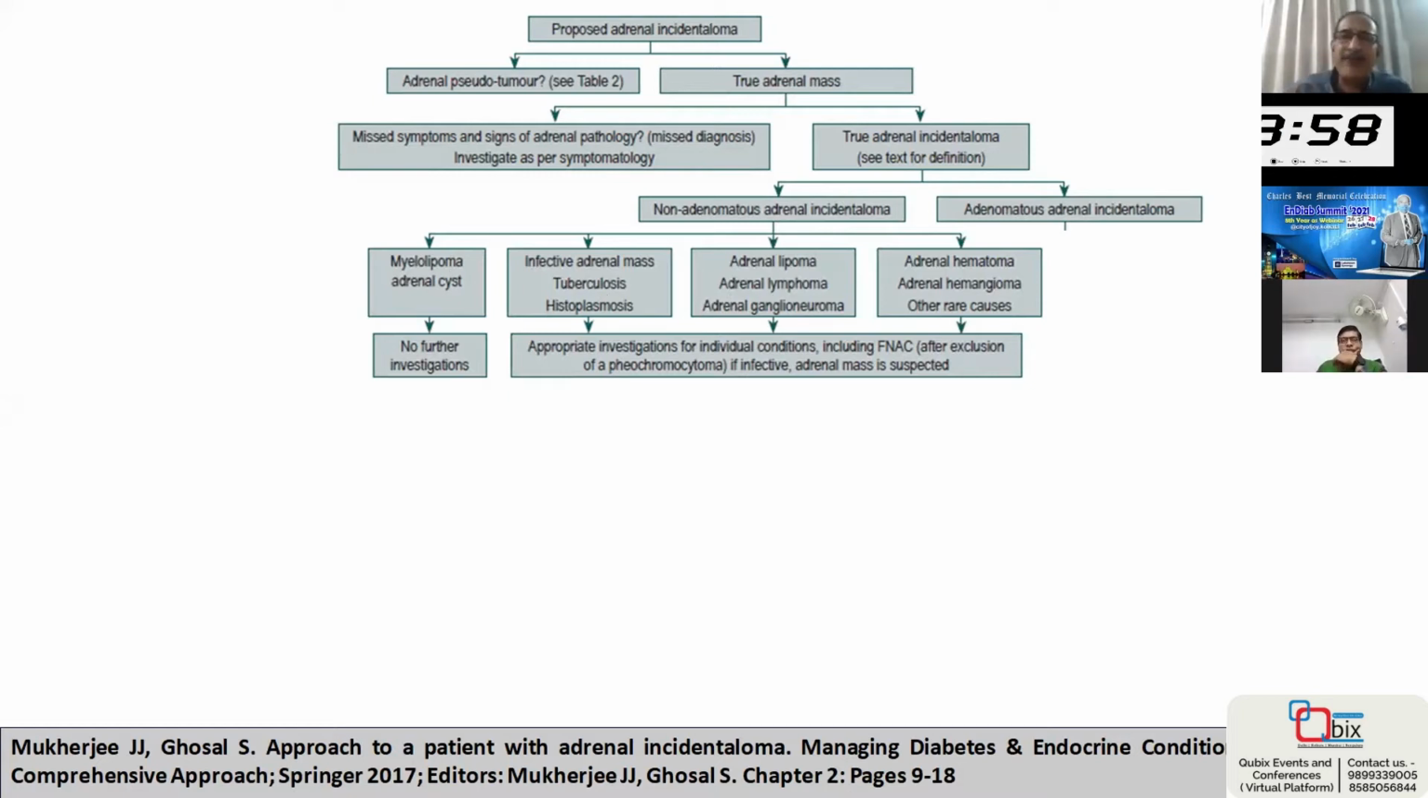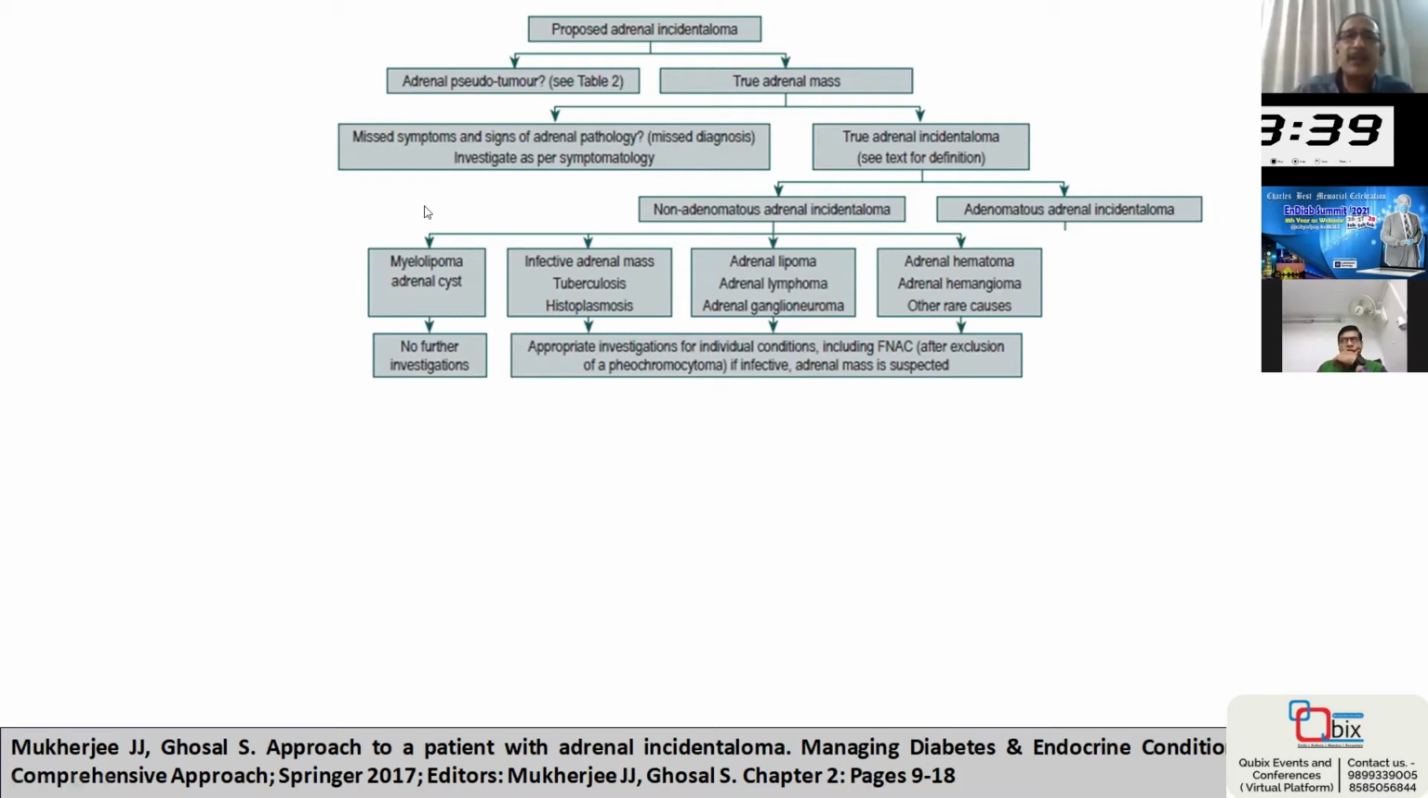Adrenal lipoma, adrenal lymphoma, ganglioneuroma, hematoma, hemangioma, these are all very rare conditions, but these should be on your mind when you see an adrenal mass. You need to exclude this before you go to the right-hand side, which is adenomatous adrenal incidentaloma. See, 90 to 95% you're dealing with an adrenal adenoma.